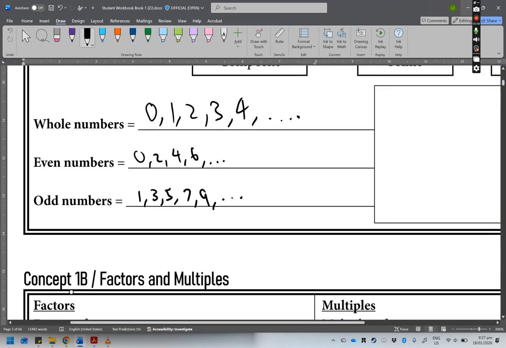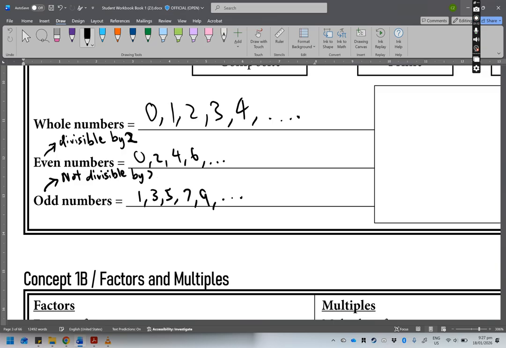Okay, and what do we mean by even number? It means to be divisible by 2. So obviously odd number will be not divisible by 2.